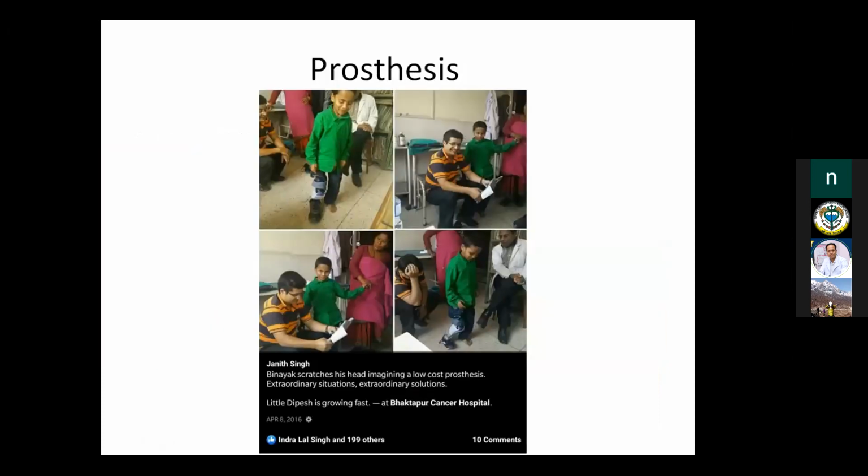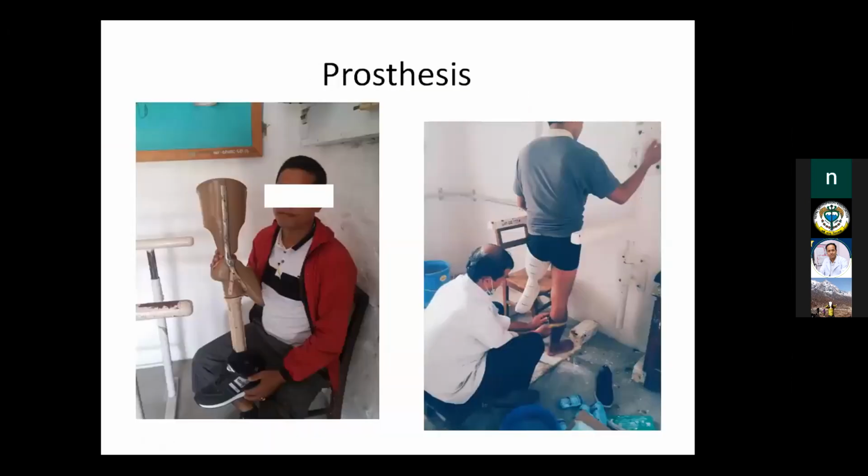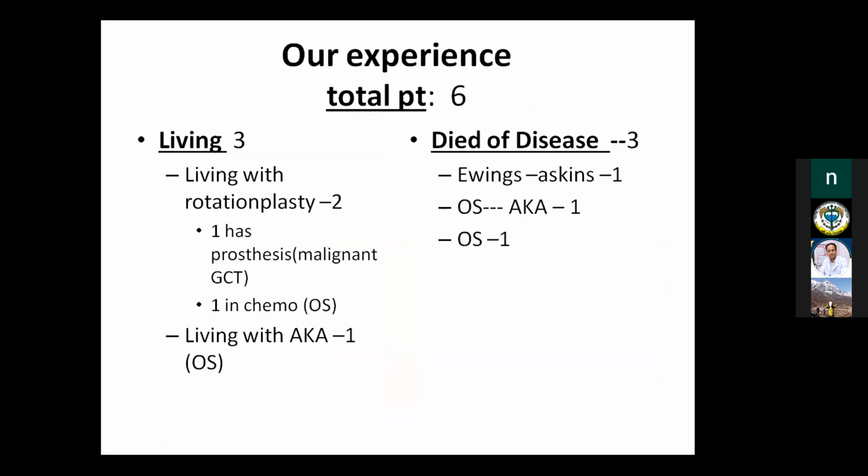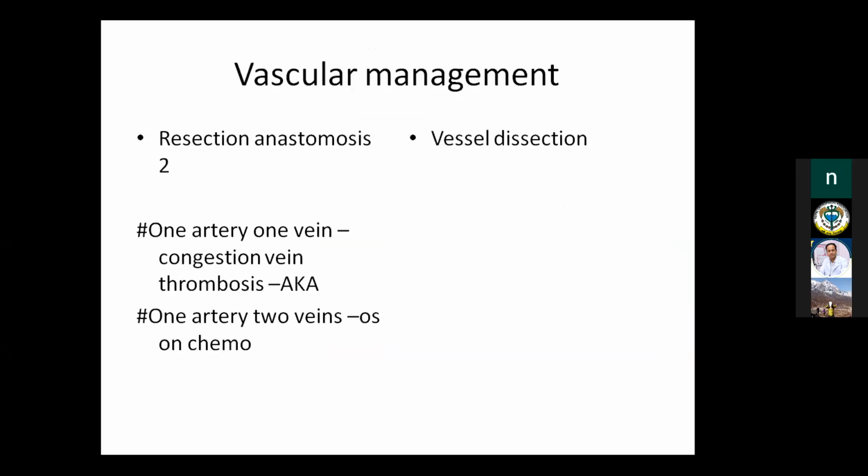So prosthesis has always been a problem. This kid never got a prosthesis till he died. But now we have someone in Pokhara who does prostheses, and people go there and wait to get the prosthesis done. Of our patients, we had 6 patients, 3 died of the disease, and 3 are living: 1 is living with an above-knee amputation, 2 are living, 1 on chemo, and 1 is already walking.